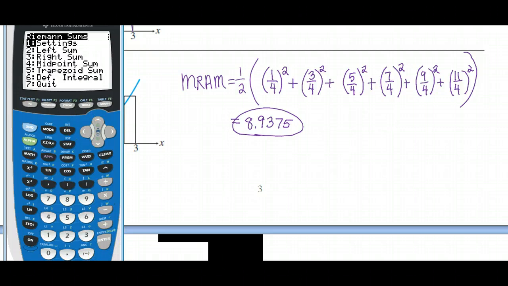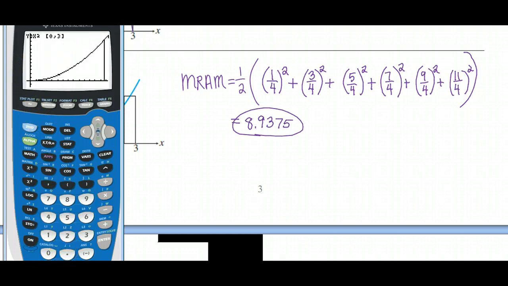Now, your calculator will have these choices. We have left sum, right sum, midpoint. We'll learn about trapezoid tomorrow. And then the definite integral. So press 2. What's nice is it will do the rectangles for you. We're doing left. And look, here's your answer. That's the one we choose.